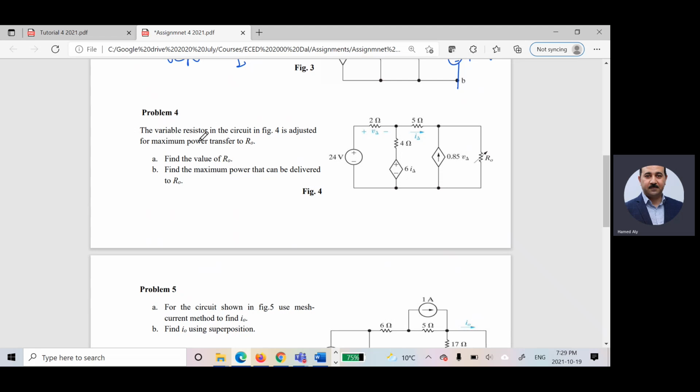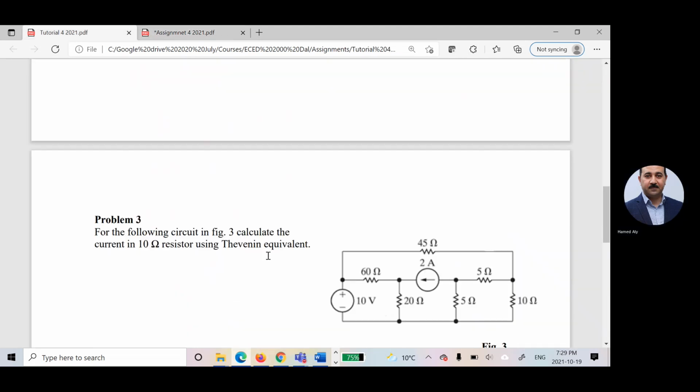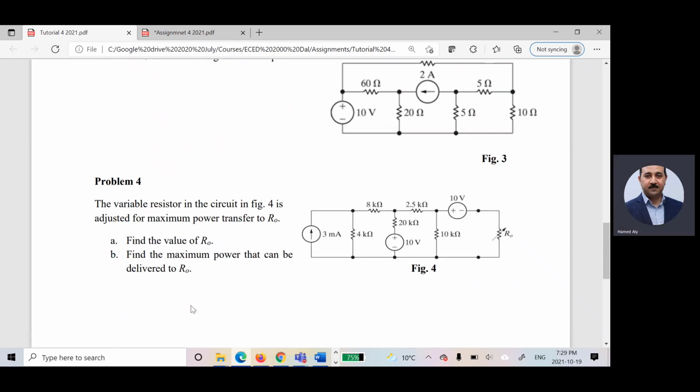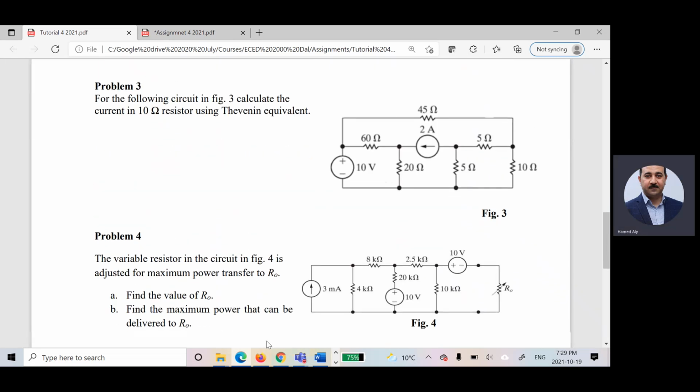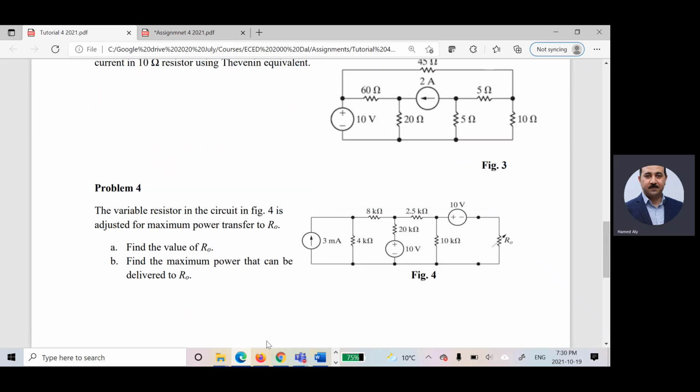For this problem, I told you the variable resistor in the circuit 4 is adjusted for maximum power. Find RO for the maximum power and find the maximum power. This problem is similar to this problem that I'm going to solve, which is problem number 4.